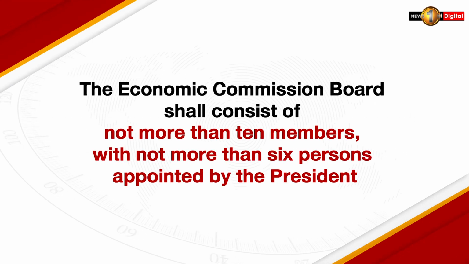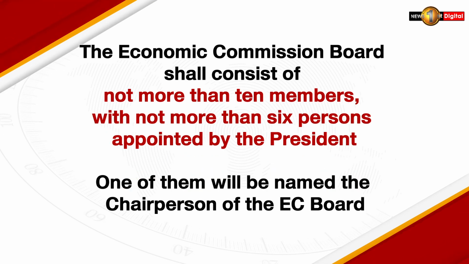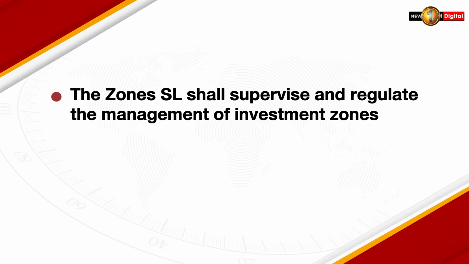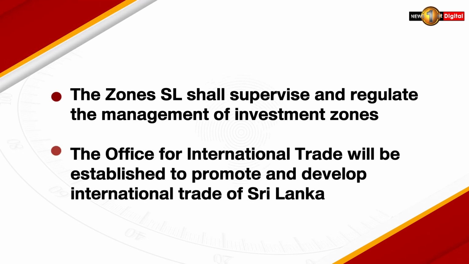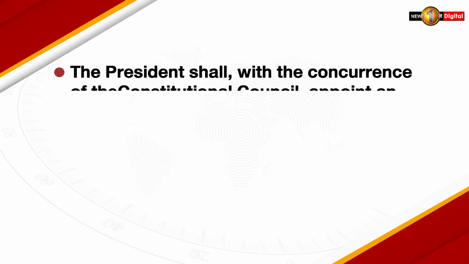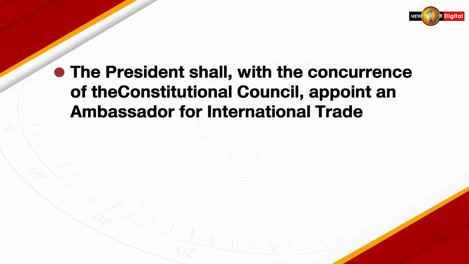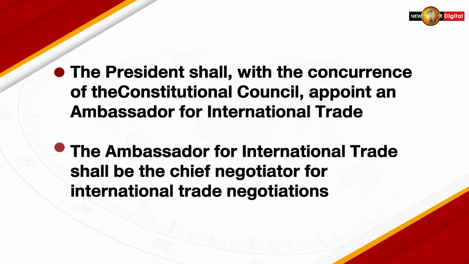The Economic Commission Board shall consist of not more than 10 members, with not more than 6 people appointed by the President. One of them will be named the chairperson of the EC Board. The Zones SL shall supervise and regulate the management of investment zones. The Office for International Trade will be established to promote and develop international trade of Sri Lanka. The President shall, with the concurrence of the Constitutional Council, appoint an Ambassador for International Trade. The Ambassador for International Trade shall be the Chief Negotiator for international trade negotiations.